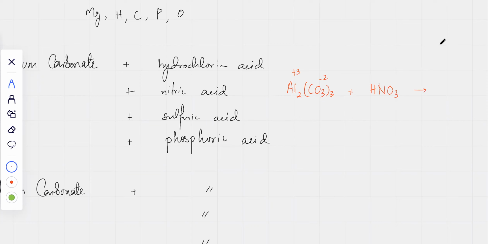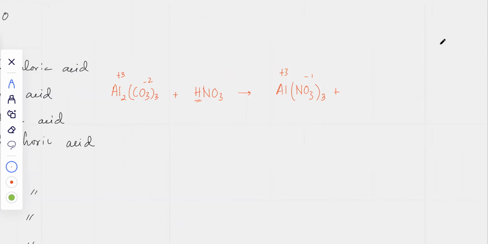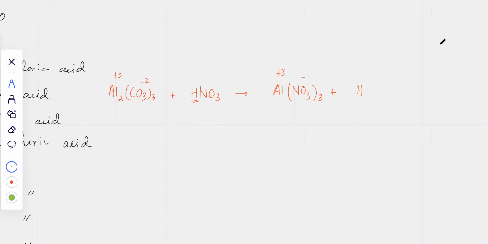so that's going to be HNO3, right? And what would be the salt? Aluminium nitrate. Aluminium is +3, group 3, NO3 has a charge of -1, so the formula is going to be aluminium, NO3 thrice, right? And plus you're going to have water and carbon dioxide, right? So that's your equation. Is this clear? See, balance it and then send it.